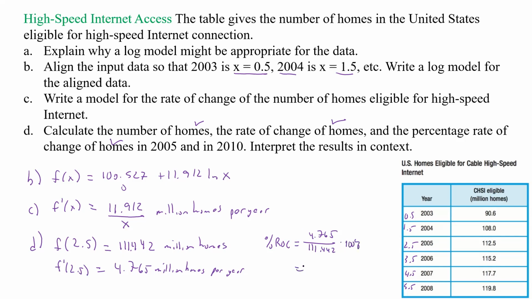And so if we take that and divide that by 111.4, and times 100, we get roughly 4.28%. Or, if we round it down to even one decimal place, that's 4.3%. Because we have only one decimal here, so I would say that might be a logical thing to do, 4.3%. Now, to write all that out, let's see here.